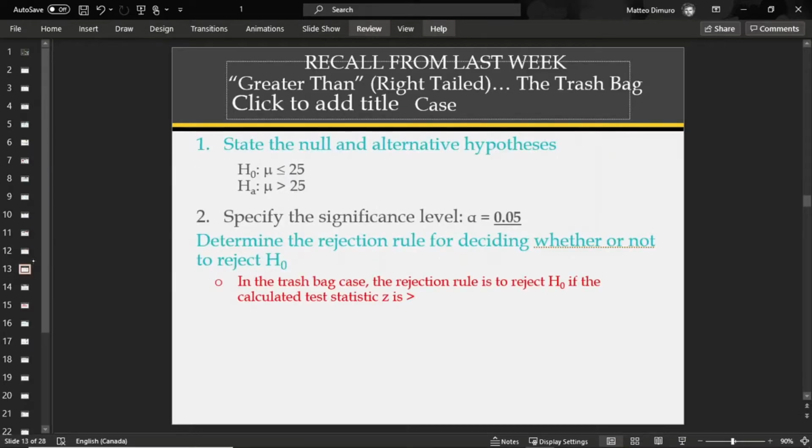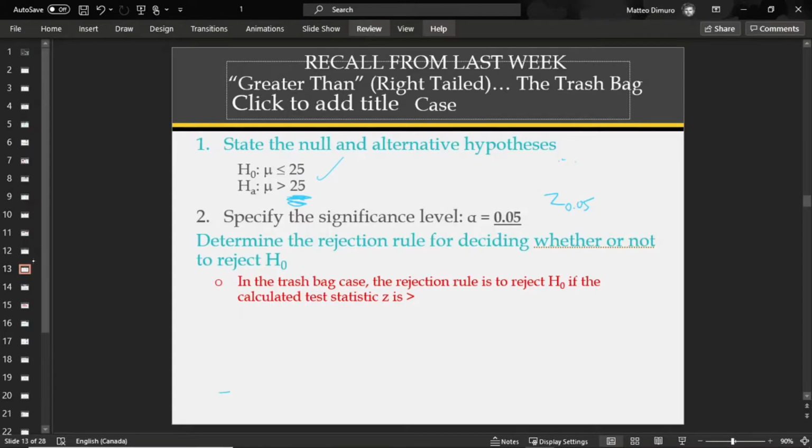So you've got to state your null and alternative hypotheses. We're looking to see if the alternative hypothesis, right, we got a higher breaking load, so it's going to be mu greater than 25 because that's the status quo, and then H0 is that mu is less than or equal to 25. That stays the same. Then you specify the level of significance, so alpha equals 0.05, and you're going to determine your rejection rule. So we're going to be looking up z at 0.05.